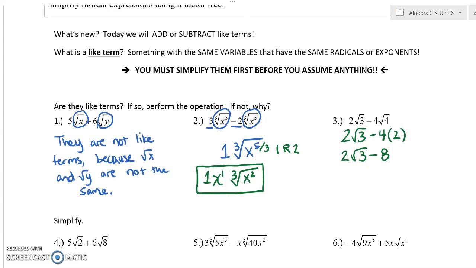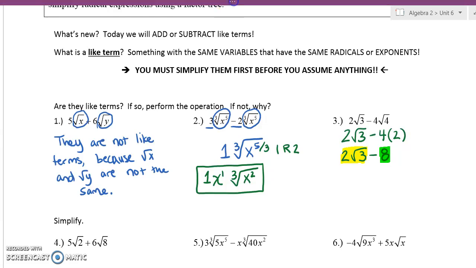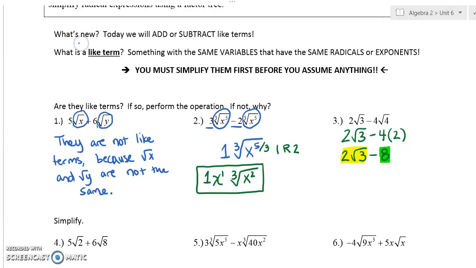And looking at these terms, 2 square root of 3 is not the same as 8. If 8 had a square root of 3, I would have said yes, but since that one is missing the square root of 3, the answer is no. The reason is because 8 does not have a square root of 3.